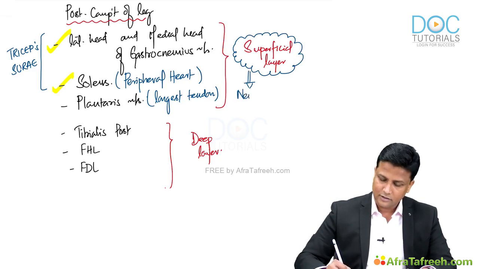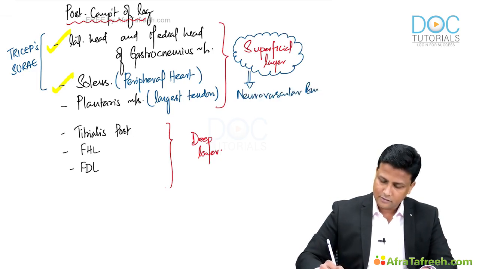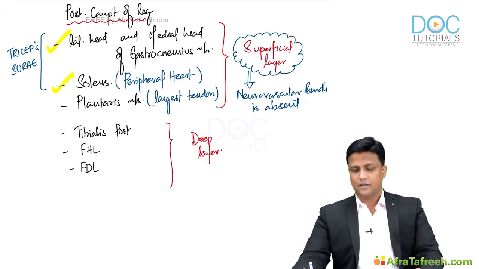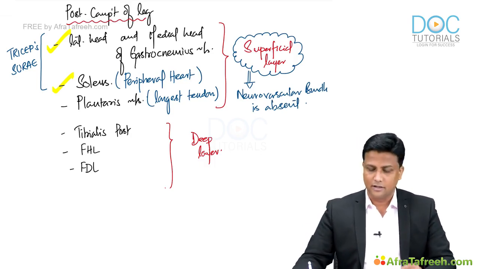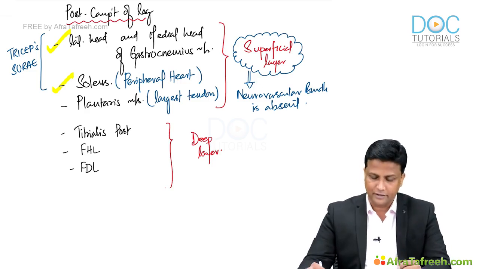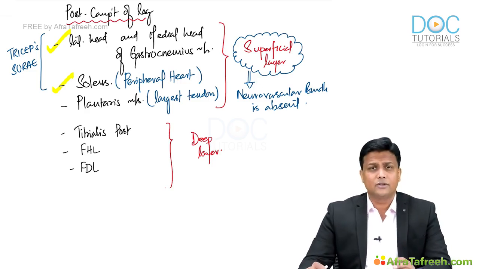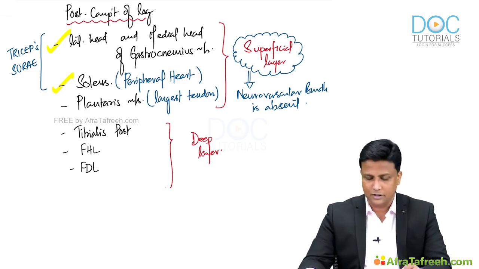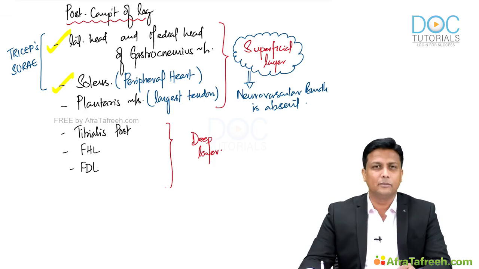Superficial layer only. So the neurovascular bundle is absent. That was an AIIMS exam question which was asked recently. So the neurovascular bundle is absent in the superficial layer of the posterior compartment of the leg. Perfectly done. And that completes each and every concept, each and every MCQ related to the posterior compartment of the leg, guys. And I hope you still remember the topic we are learning.